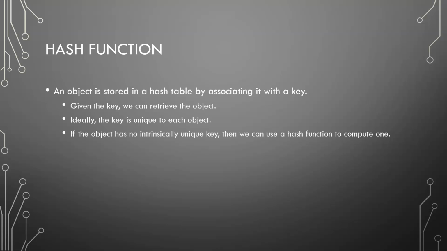All right, with the hash function, an object is stored in a hash table by associating it with some kind of key. Then, once we have that key, we can retrieve the object. Ideally, that key is therefore unique to each object that you've created. Now, if the object has no intrinsically unique key, well, then we can just use a hash function in order to compute one. In most cases, the hash function computes a number.